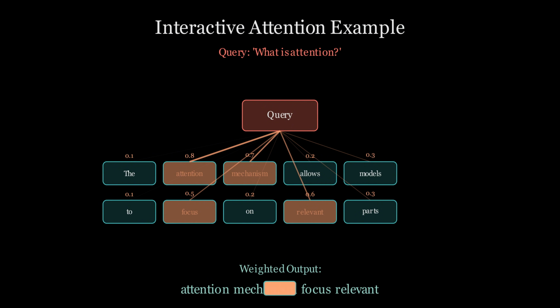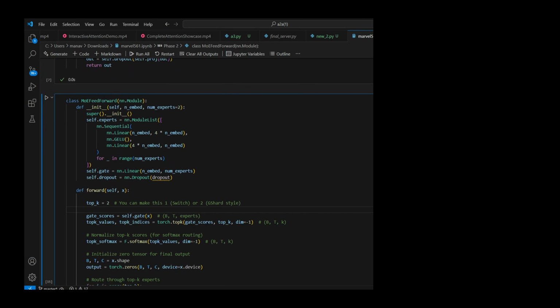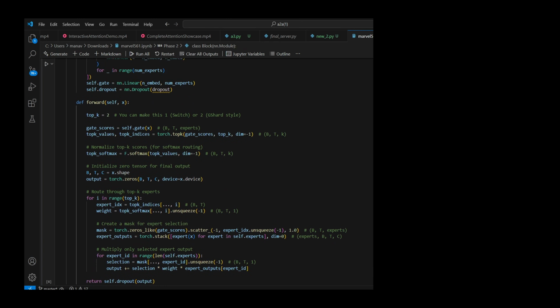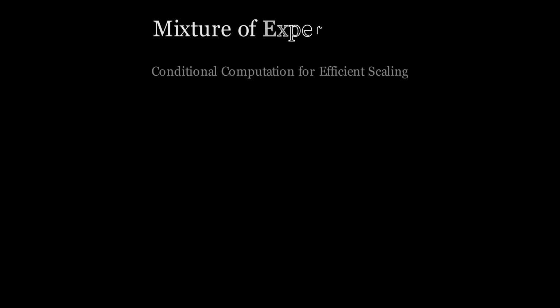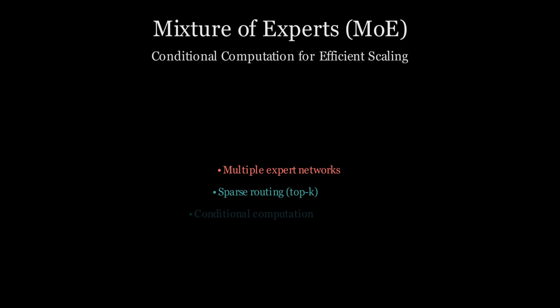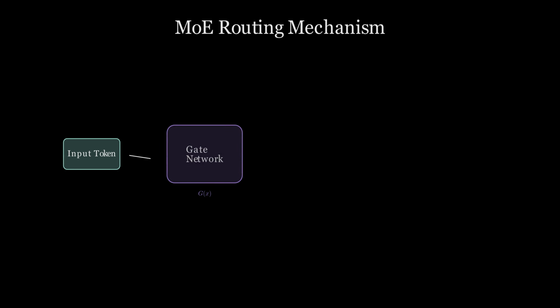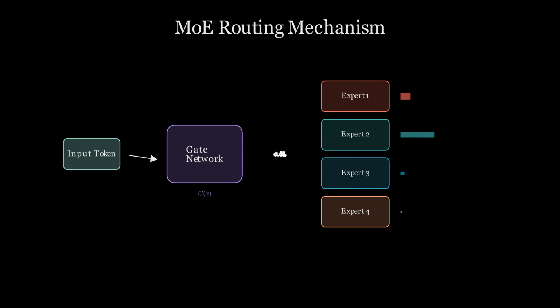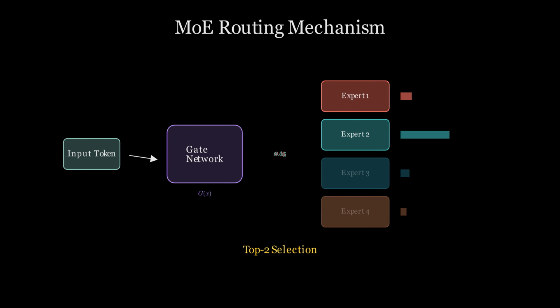Now one of the important topics, which is the mixture of experts layer. MoE is a conditional computation mechanism. Instead of activating all model parameters for every input, MoE selectively routes each token to a few specialized subnetworks called experts. For each input token, the system decides which expert should process it. This allows you to scale the number of parameters without increasing the computational cost per token.